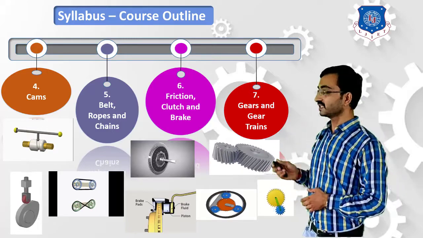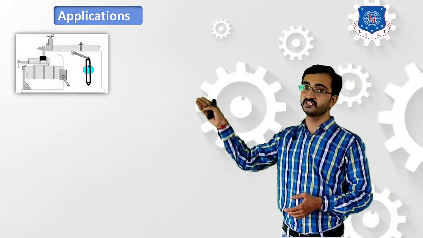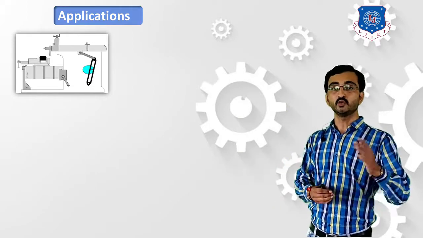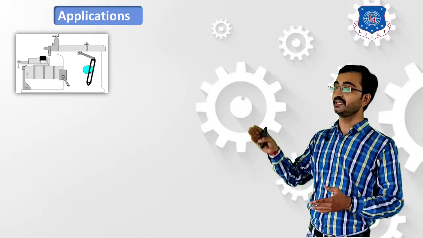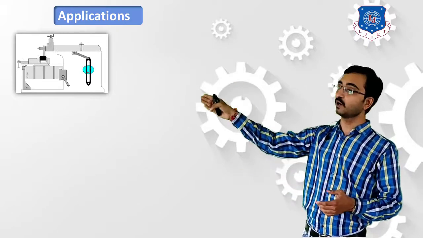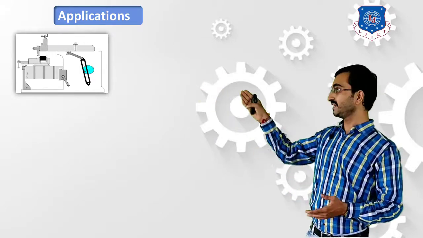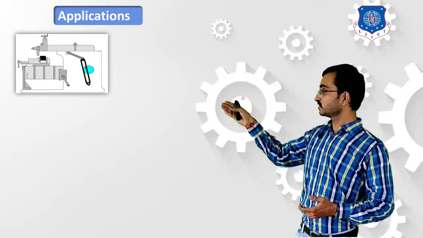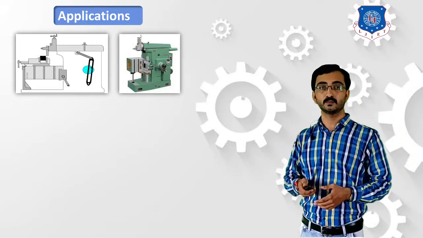The first application of this subject is the development of various machines. As you can see in this diagram, this is the basic diagram of a shaper machine. To develop this machine, you have to identify which type of mechanism is used. In this subject we will learn how we can design this quick return motion mechanism, and this mechanism will help you to develop the machine known as a shaper machine. In this way you can develop various machine components.